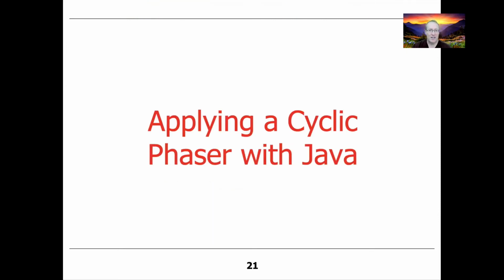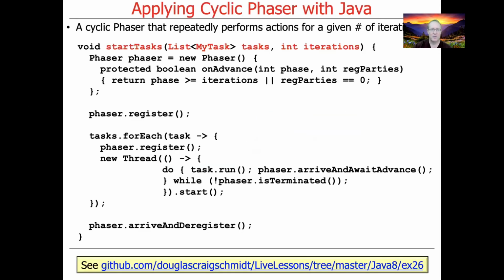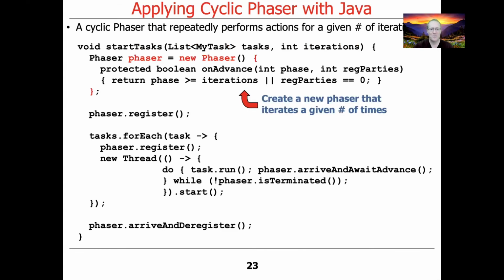Let's now talk about cyclic phasers using Java mechanisms. So this will be a phaser that uses a cyclic model. And what it'll do is it will repeatedly perform actions for a given number of iterations. So in this case, we have a kind of a driver method called start tasks, which takes a list of my task objects and a number of iterations to run. And this is also available in my GitHub repository.